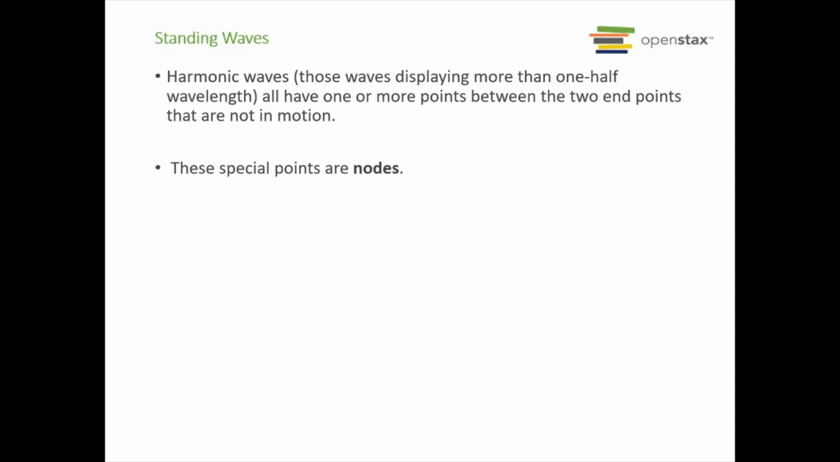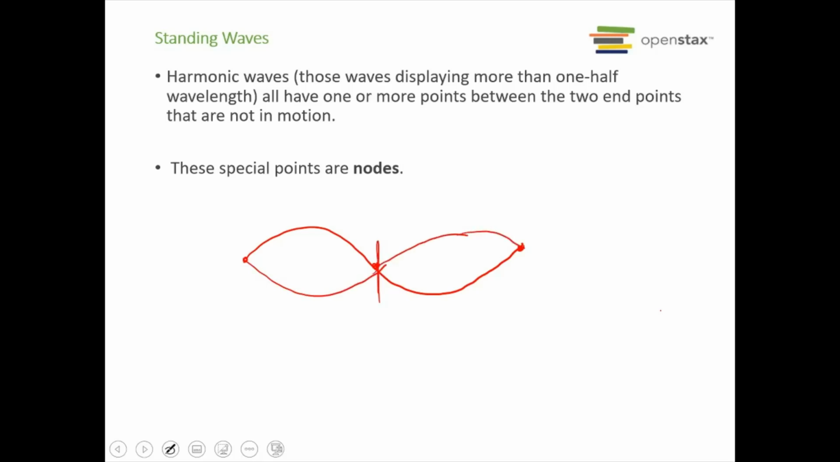Okay. So we also have what are called harmonic waves. And these have one or more points between the two endpoints that are not in motion, and these are called nodes. So that was where you have your two endpoints, and you have something like this. And you have a point here that's not in motion. This is a node. Okay, I should probably do it like this. There we go. So where they don't move are called nodes.